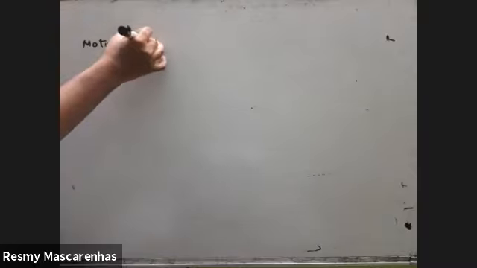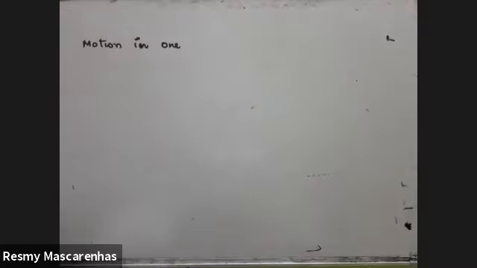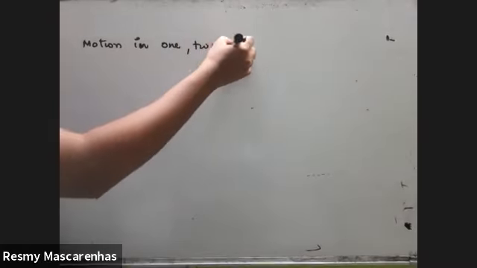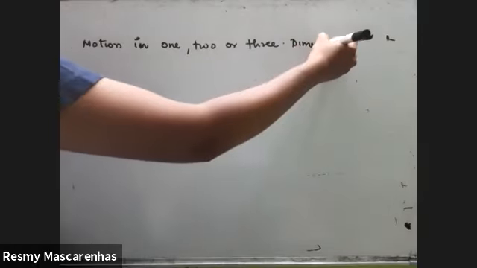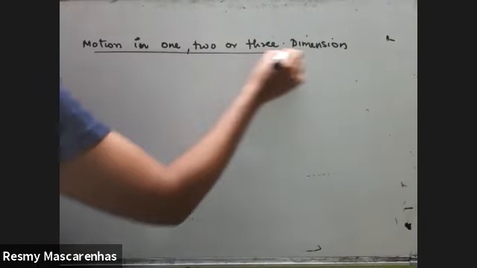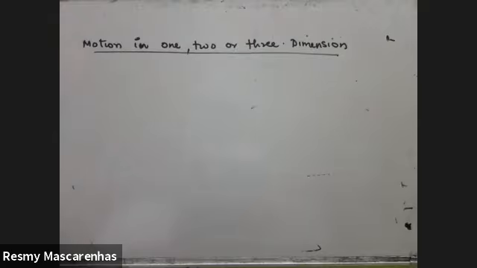Then, at the start of the page, this is not actually important, but still I will tell you something. You will come across something called one-dimensional motion, two-dimensional motion, three-dimensional motion. So, motion in one dimension, two, or three. What does it mean?